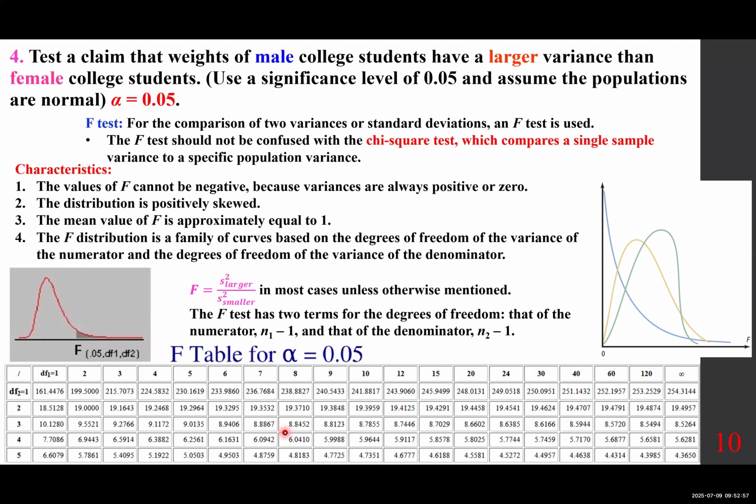So first you have to have an alpha because they have different tables. Then the degrees of freedom of the numerator, we call it DF1, is at the top row. The degrees of freedom of the denominator is at the left column.